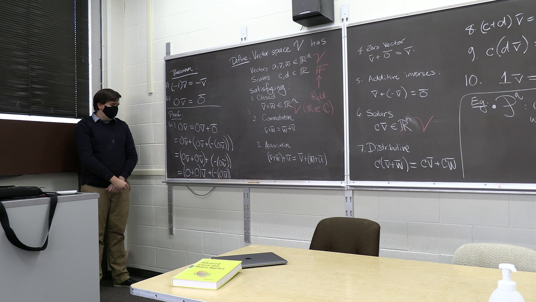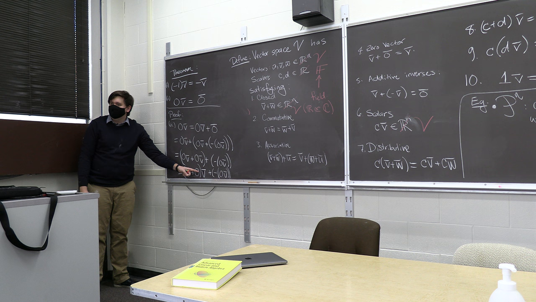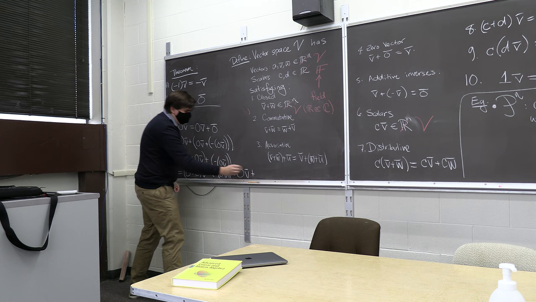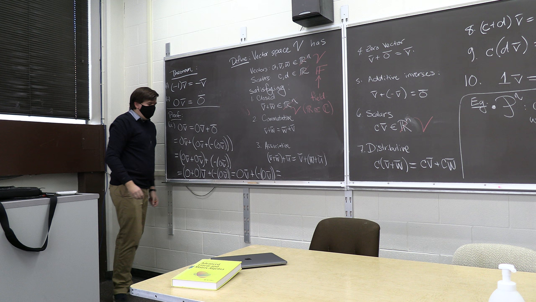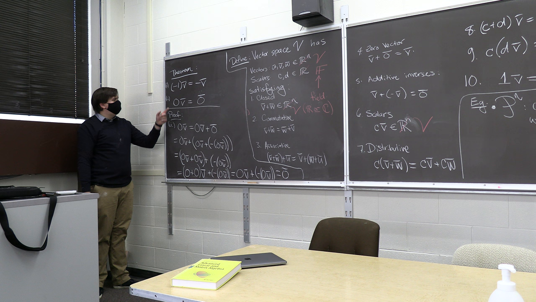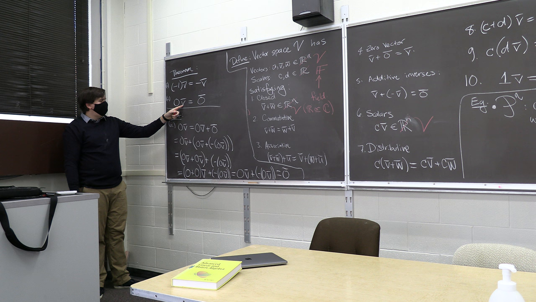Now, 0 is just a real number here. You know what 0 plus 0 is. Don't pretend like you don't. What is 0 plus 0? 0. This is just 0 times v plus the additive inverse of 0 times v. And what is something plus its additive inverse? The 0 vector. So our intuition is right. In any vector space, 0 times a vector returns the 0 vector.